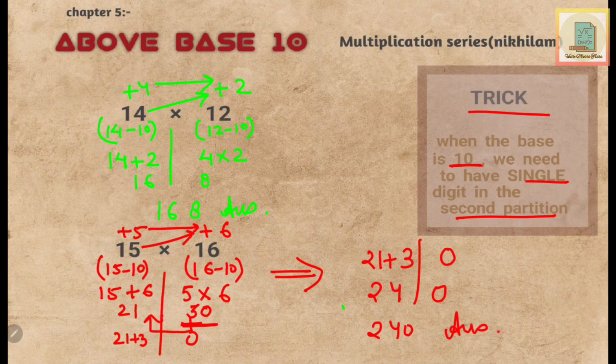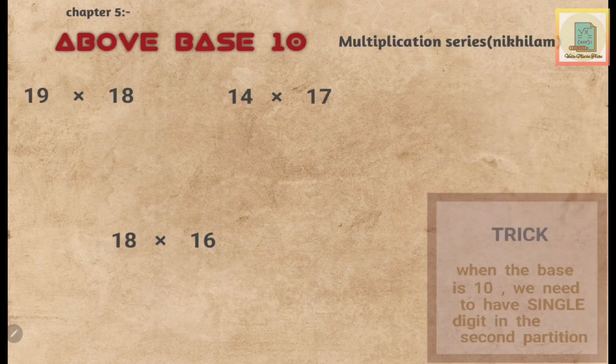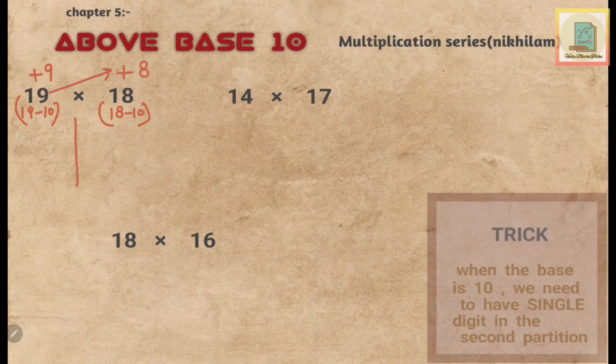Now let's understand this method better by taking more examples. Now here the question is 19 multiplied by 18. So let's find out the deviation. 19 minus 10 here, which gives you plus 9 as deviation, and 18 minus 10, which gives you plus 8 as deviation. Now make a partition. First number plus the second deviation, which is 19 plus 8. And in the second partition, multiply the deviations, which is 9 multiplied by 8.